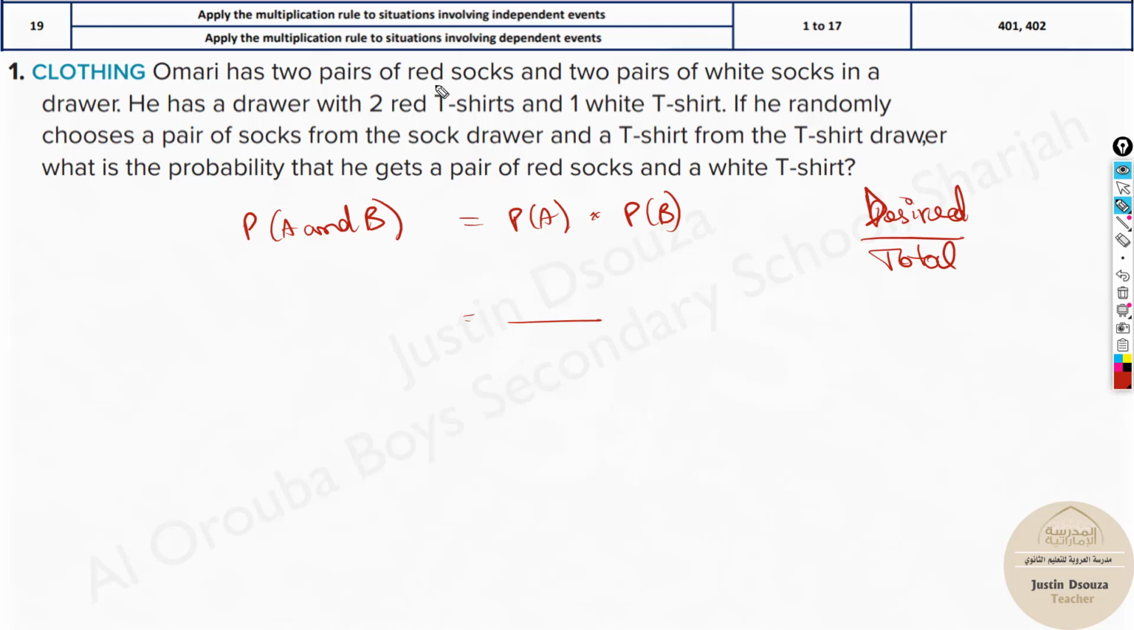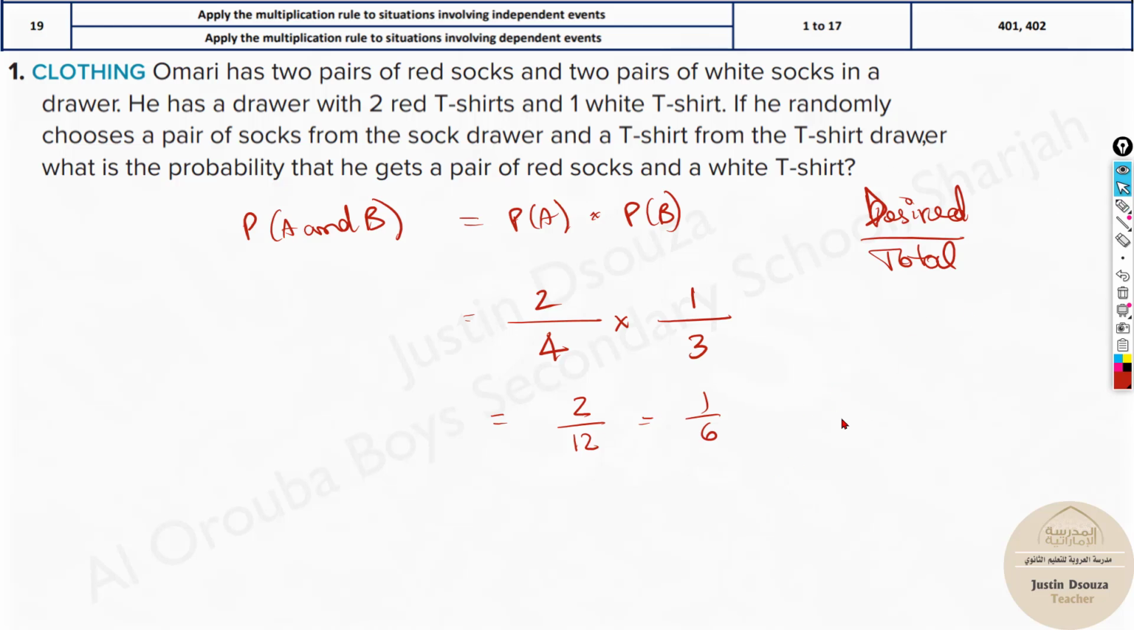Now here, how many are there? There are four socks because he has two pairs of red and two pairs of white. That means four is the total. But what is desired? What do we need to find the probability of? The red socks only. So it's 2 by 4 multiplied by the t-shirts. There are two red t-shirts and one white t-shirt, so three t-shirts in total. And what is being selected? The white t-shirt. That is 1 by 3. So you simplify this, and that will be your answer. It will be 2 by 12 or 1 by 6.